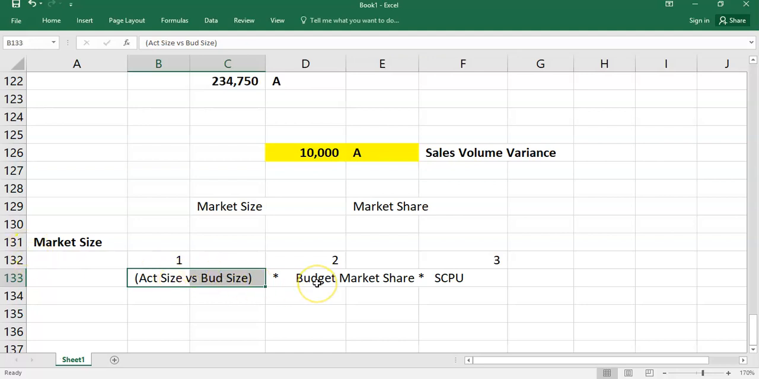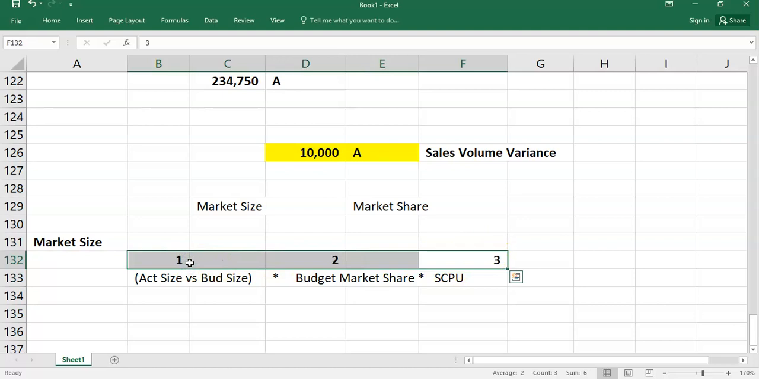You then multiply that by, well, what was your expected share of that overall industry? Because if the industry is up 10,000, you're not going to get the full 10,000. You're only going to get your share. And then once you have that, you get the number of units. Sorry, you get the value per unit using standard CPU. So I'd always put it in those three elements to explain along.